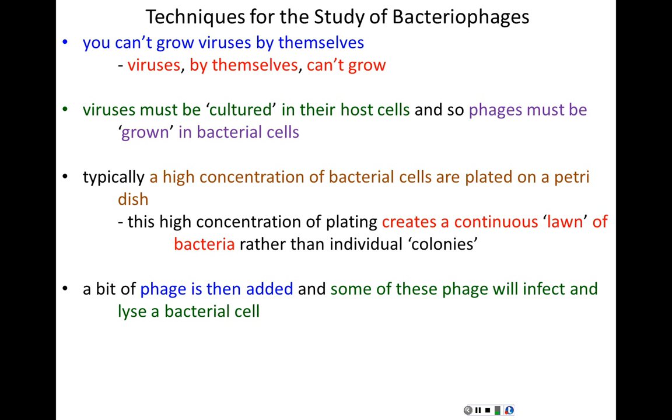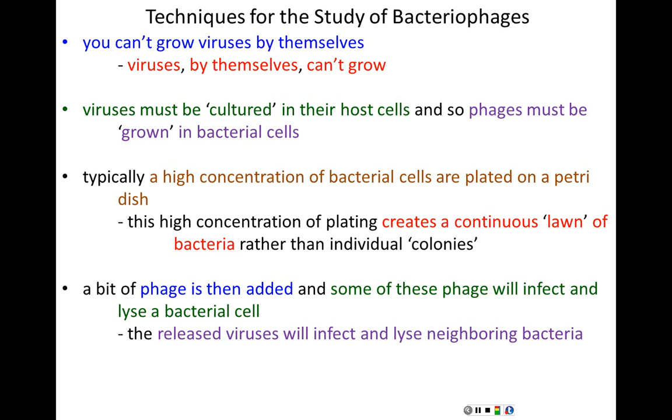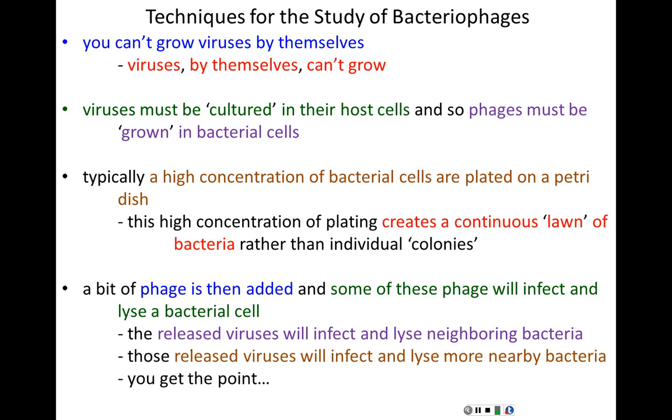Then you spray or add a small, low concentration of phage to that bacterial lawn. Some of that phage will infect and lyse a bacterial cell. Now remember the lytic cycle. Once this infected bacterial cell lyses, it releases many, many new viral particles that can then infect and lyse the bacteria in that area. When those bacteria lyse, you release even more viruses that infect the next round of neighbors. And this continues on and on.